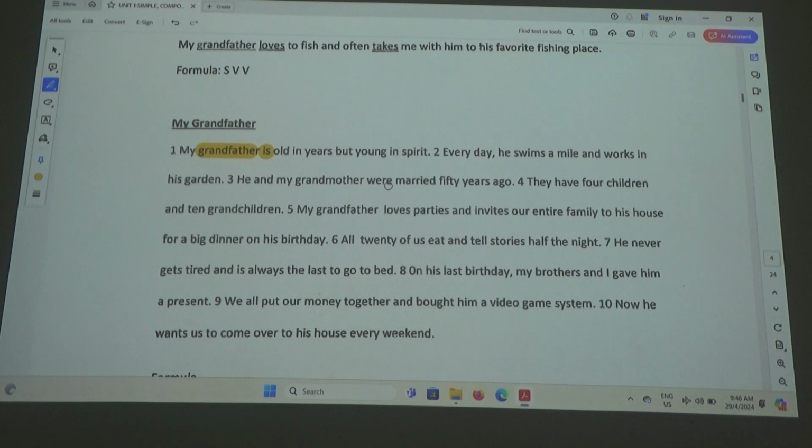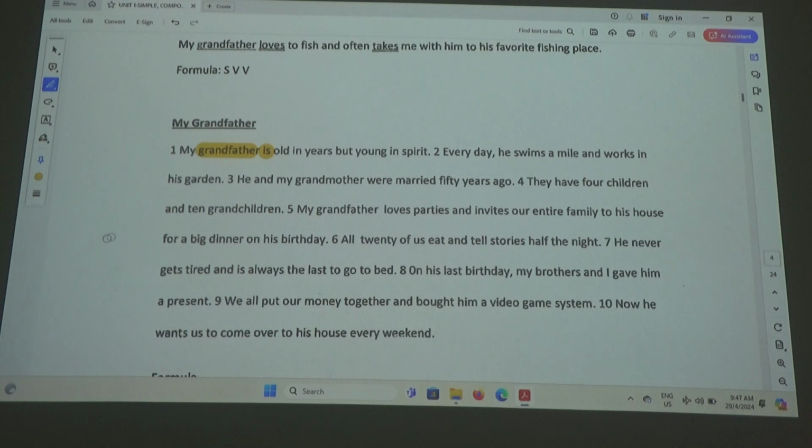He and my grandmother were married 50 years ago. Austin, try subject. Okay, he, my grandmother, okay, two subjects. And then were married. So what's the formula? S, and then V. S, V. Is that okay? It's still a simple sentence. S, V. Alright, because we got two subjects here. He, my grandmother. So S, V. All of you okay? Alright? Listen, okay? Alright?